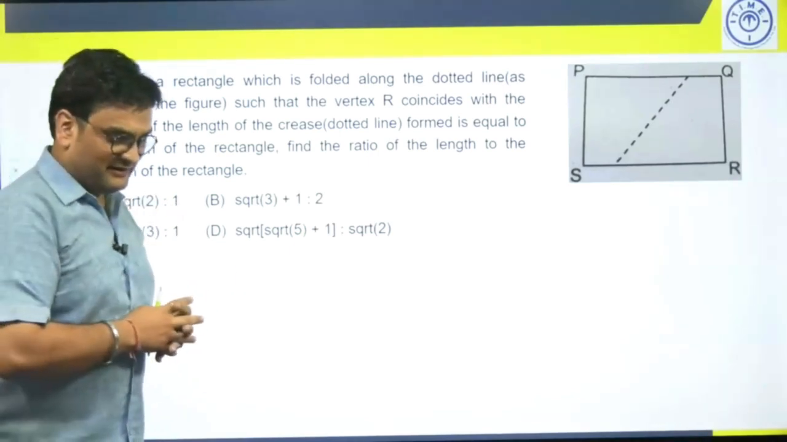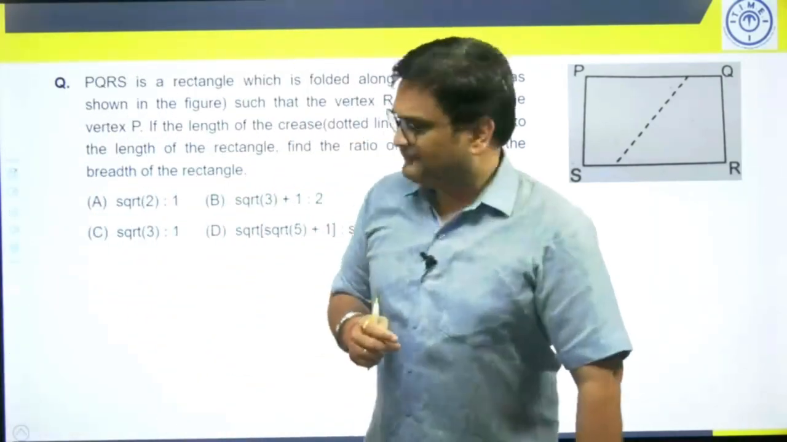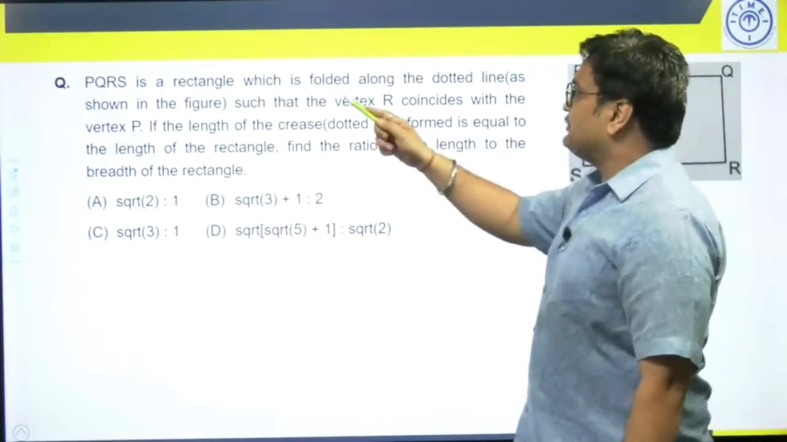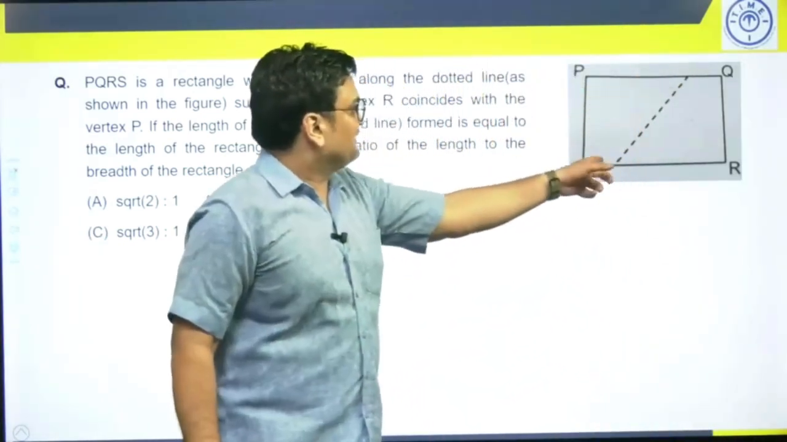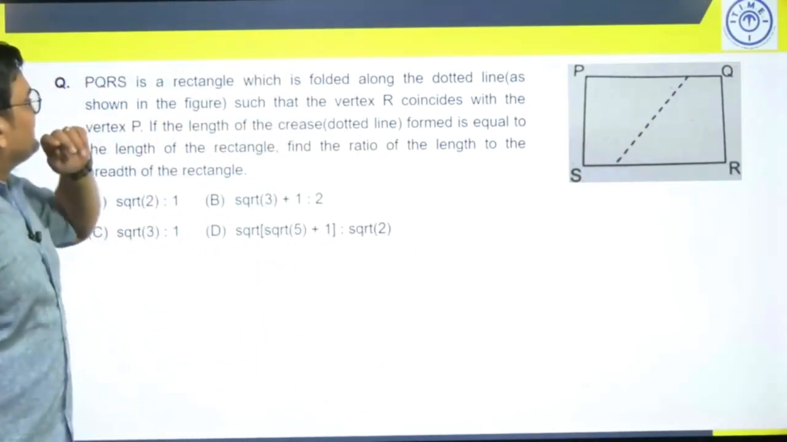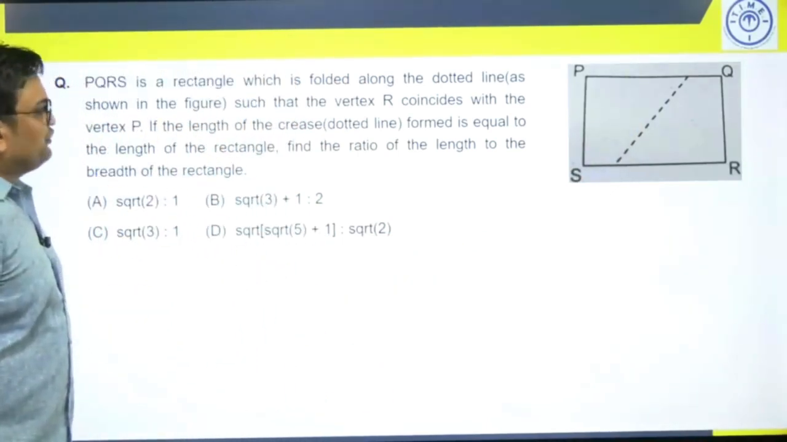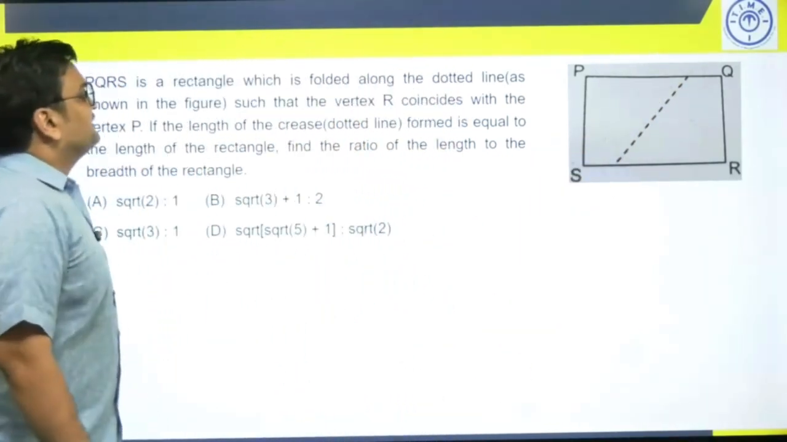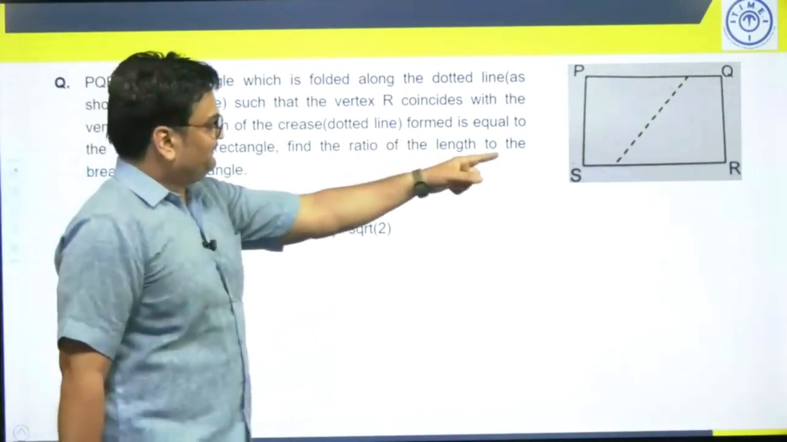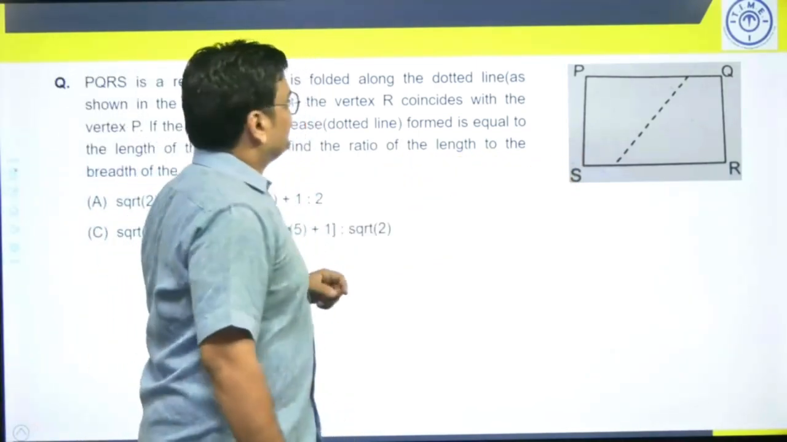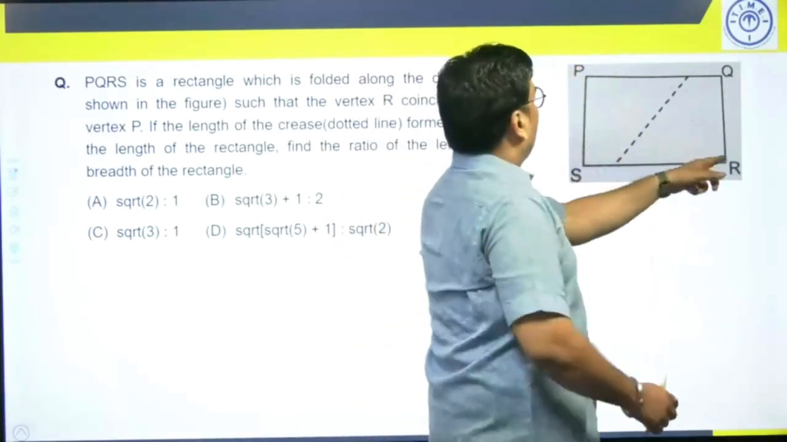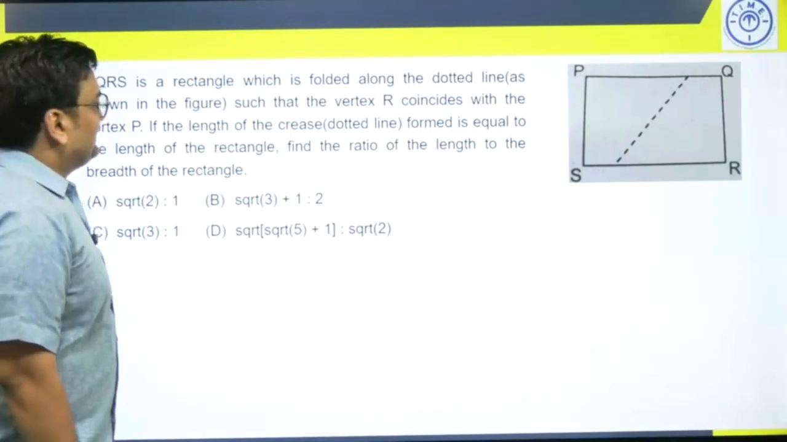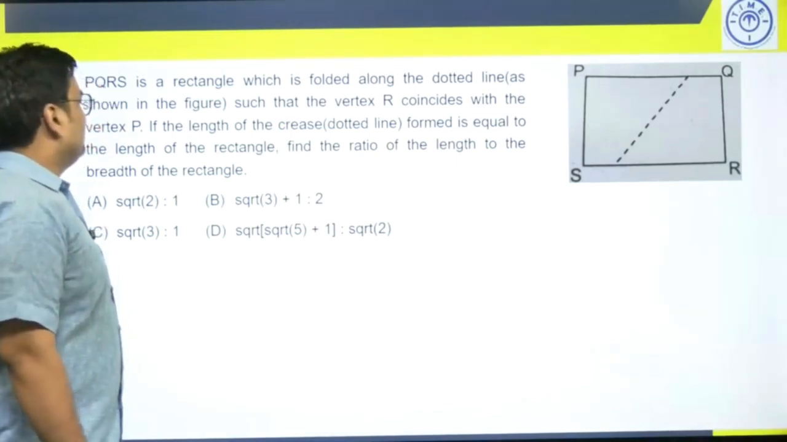I would be discussing the question as I said normally. So let's get started with the information that we have here. It says PQRS is a rectangle, as you see here, which is folded along the dotted line as shown. So this is the dotted line along which it is folded, such that the vertex R, this vertex, coincides with the vertex P. So when you fold it, R and P would coincide. If the length of the crease, the dotted line, formed is equal to the length of the rectangle.